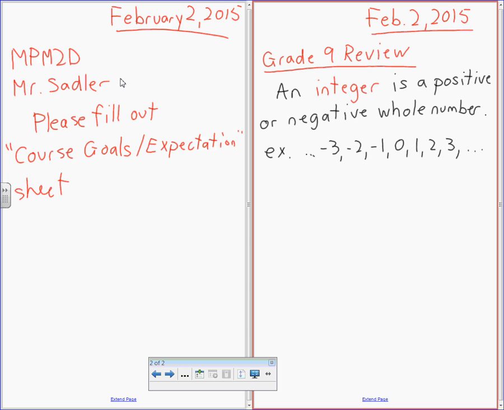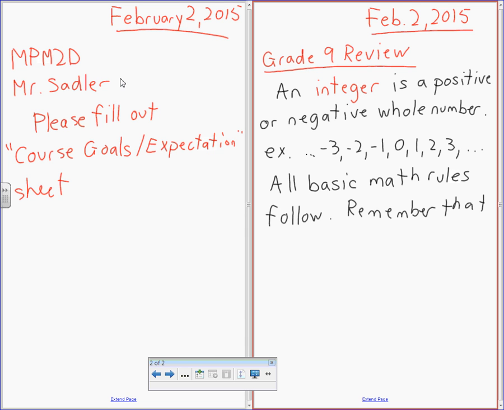All basic math rules follow. And remember that negative means opposite. It's just going to be the opposite of the positive value.